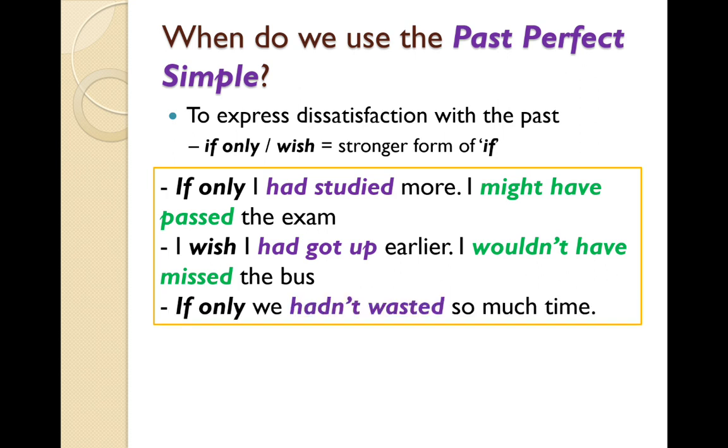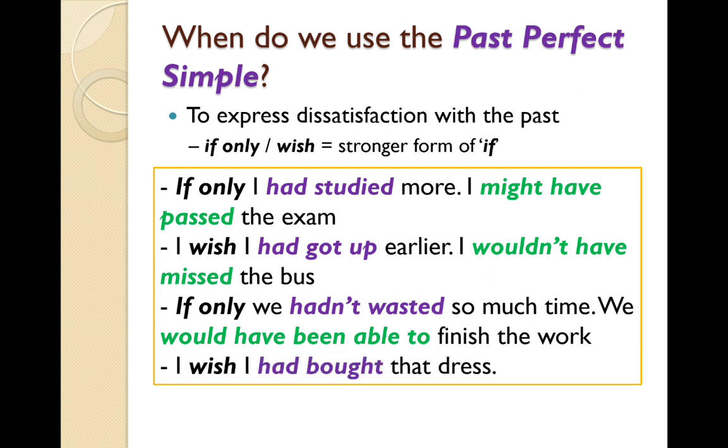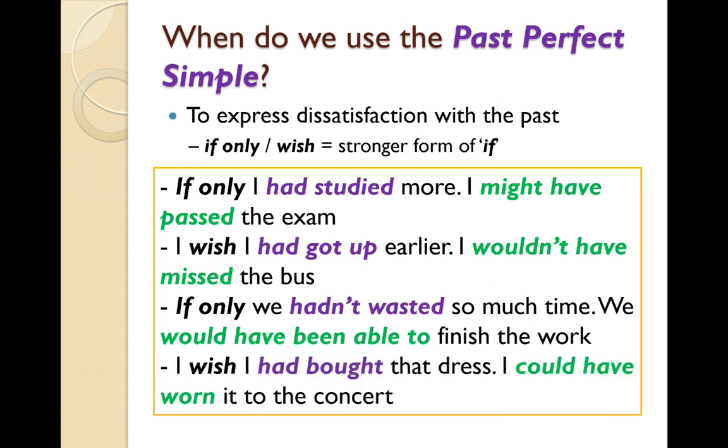If only we hadn't wasted so much time, we would have been able to finish the work. But we did waste time and we were not able to finish the work. I wish I'd bought that dress. I could have worn it to the concert. But the reality is that I didn't buy the dress, and so I couldn't wear it to the concert.